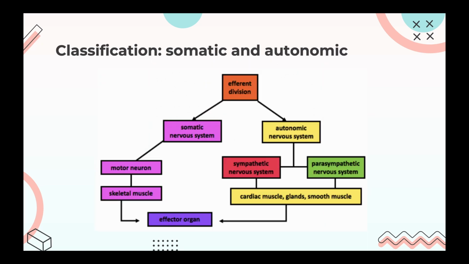And the final way in which to classify the nervous system is by somatic and autonomic. By somatic, we mean that something is under, at least predominantly, voluntary control. Your arms, for example, or at least the muscles in your arms, are part of the somatic nervous system. And the reason why is because we can contract these muscles voluntarily. You can voluntarily choose to move your arms.